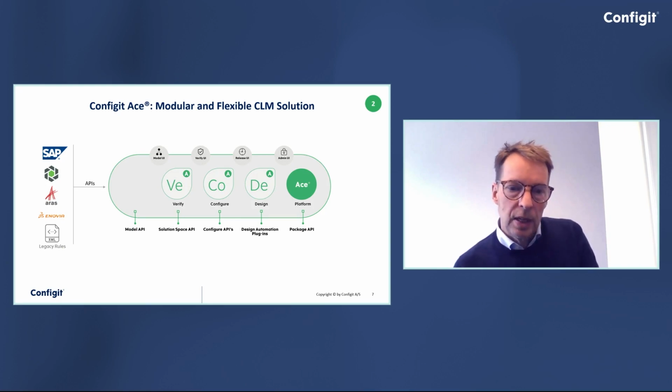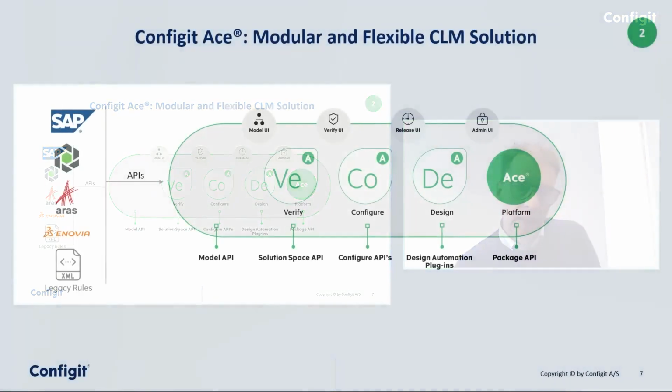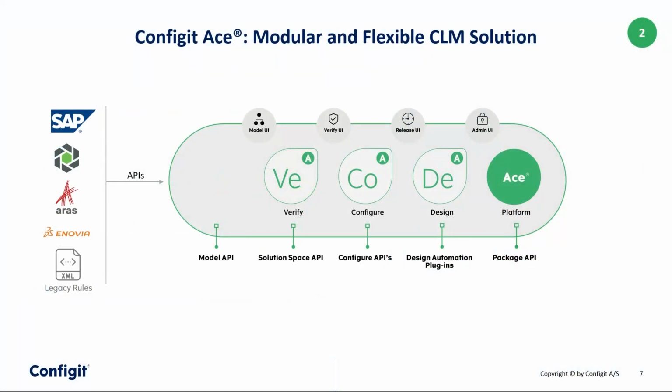Once you have it in here, you can access the data. The nice thing about having an Ace platform or CLM platform is that the systems you use to interact with this data would not know whether the data came from an Ace model or whether it came from SAP or whatever it came from. The APIs to interact with the data, to get the pricing, to get the configuration, are the same.